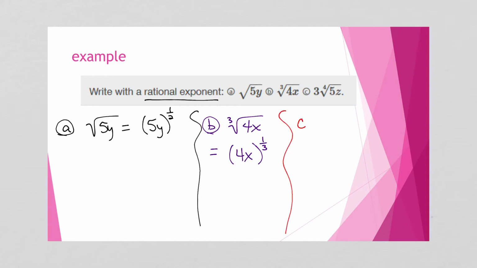Let's look at C. On C, there's a 3 out front. Don't forget that 3, okay? But the only thing that's going to go inside the parentheses is the 5z. So we've got 3 out front, then parentheses, 5z goes inside the parentheses, and then 1/4 goes outside the parentheses in the exponent.